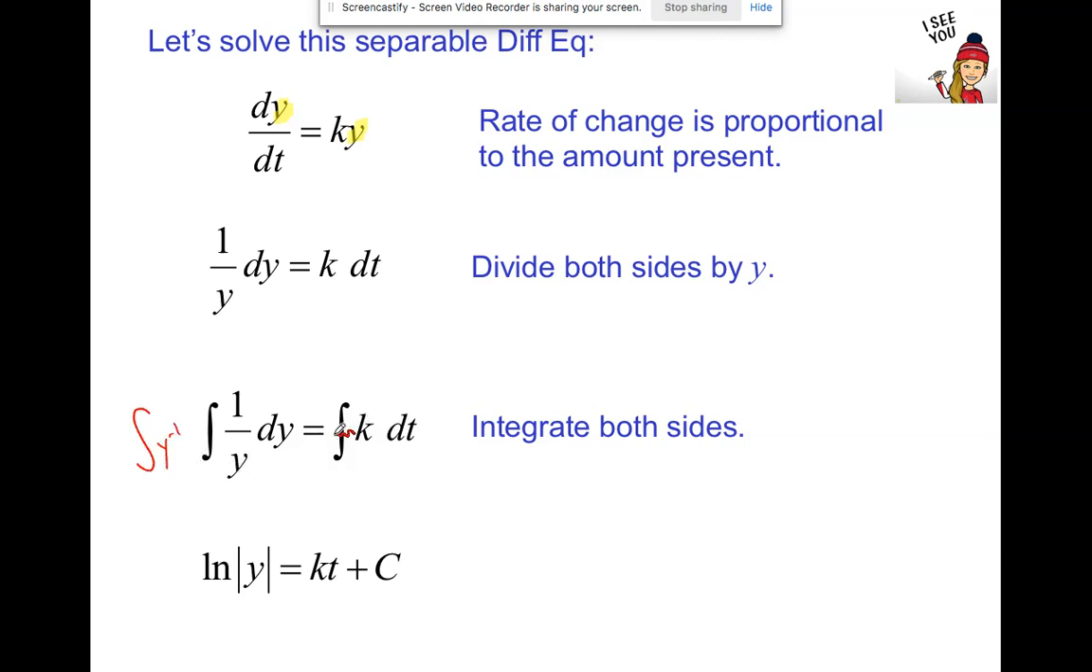And then you could think about this constant osmosing out here. And then you're just integrating dt, which is really t to the 0. So you have t to the 1 over 1 times that k, plus the constant that's wrapped up from both sides.